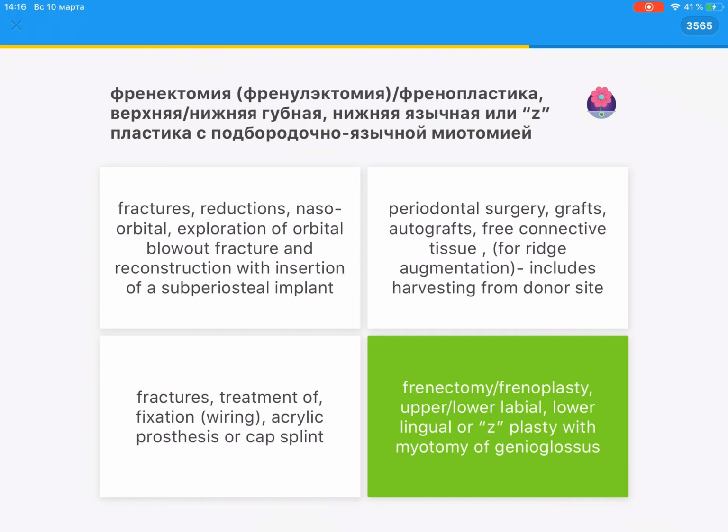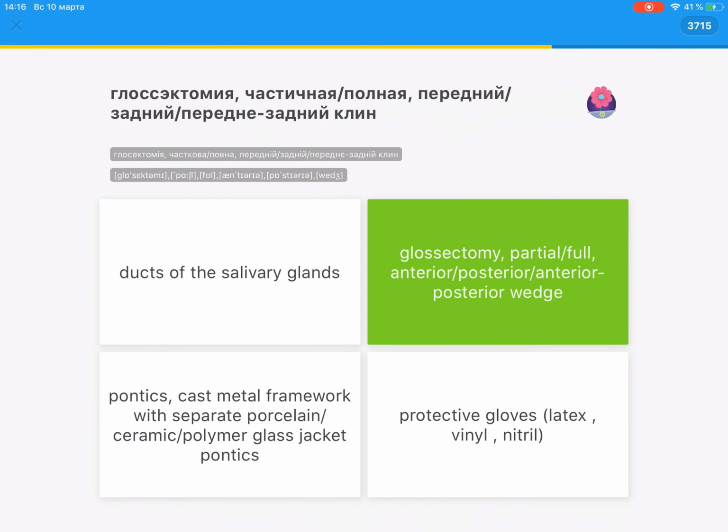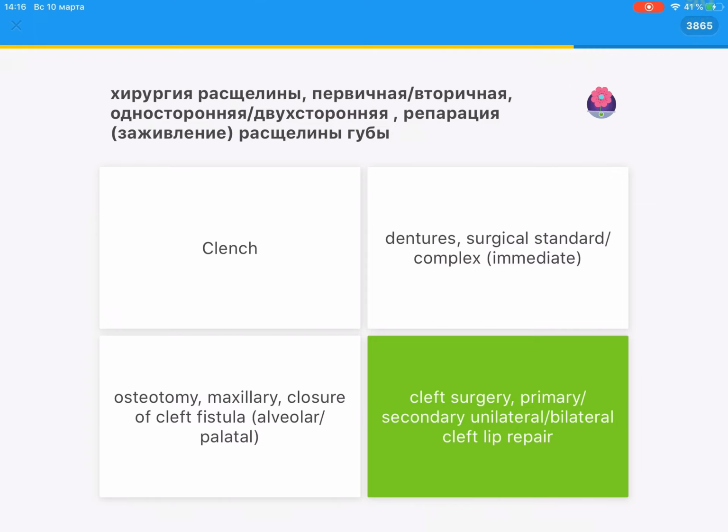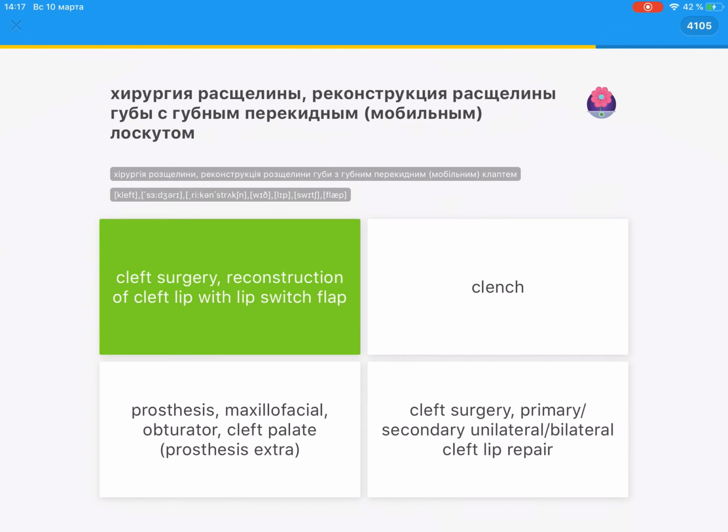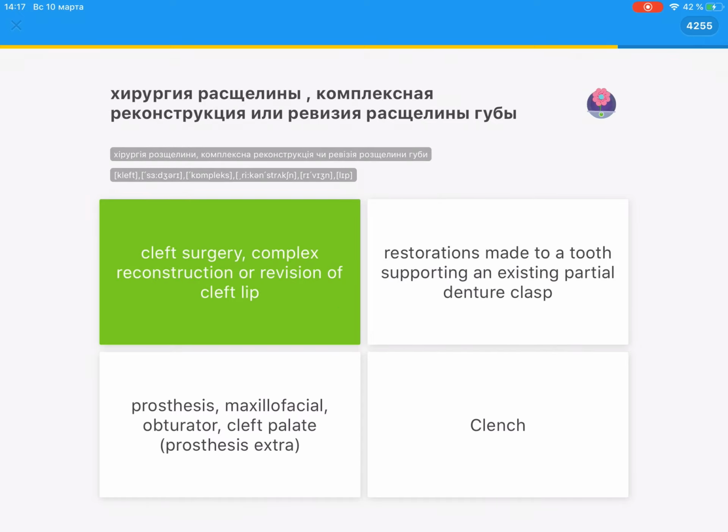Frenectomy, frenoplasty, upper, lower labial, lower lingual or Z-plasty with myotomy of genioglossus. Glossectomy, partial, full, anterior, posterior wedge. Cleft surgery, primary, secondary, unilateral, bilateral cleft lip repair. Cleft surgery, reconstruction of cleft lip with lip switch flap. Cleft surgery, complex reconstruction or revision of cleft lip.